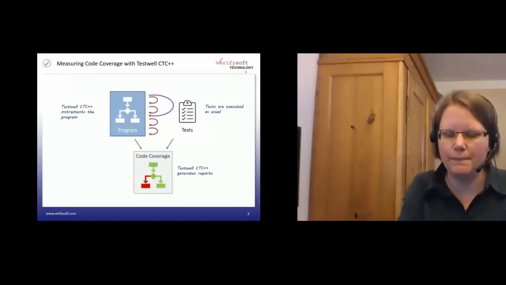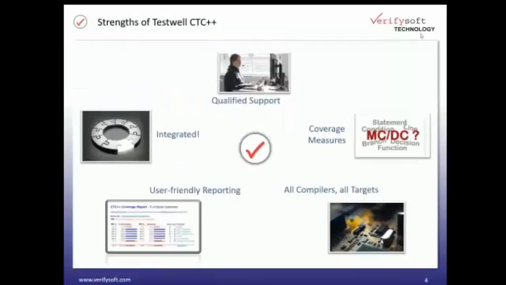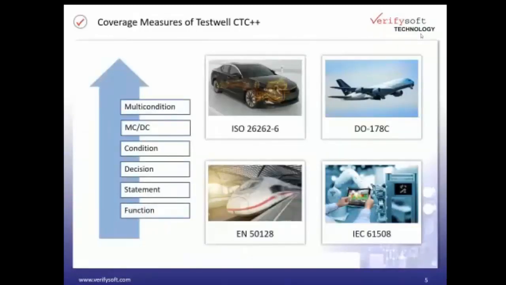During the next steps, I would like to set the focus on 5 aspects of CTC++, showing that it is a very strong tool for hopefully your needs and for your environment. At first, we are looking at coverage measures and what CTC++ does there. On the left-hand side, you see typical coverage measures from function coverage, very low measure, over decision or branch coverage up to MCDC or multi-condition coverage.